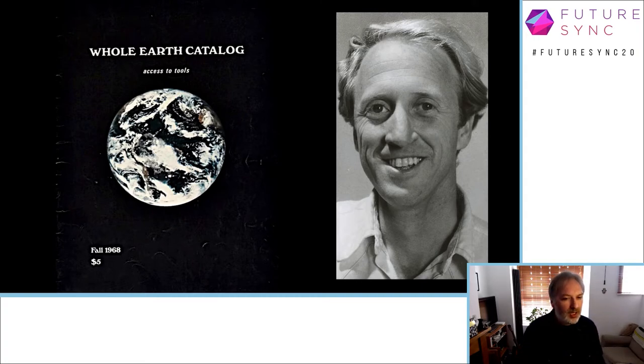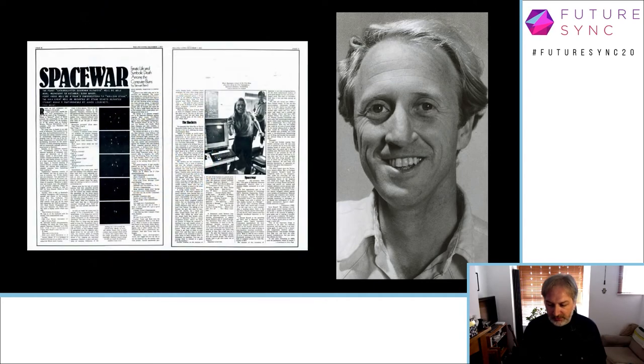He wrote a lot as well. For example, I think it was in 1972, he wrote this great piece in Rolling Stone magazine about Spacewar, which was one of the first games played on a screen with computers. And he began to see that computers were really something. Computers were maybe what were going to change the world. In fact, he said at one point, computers are the new LSD.